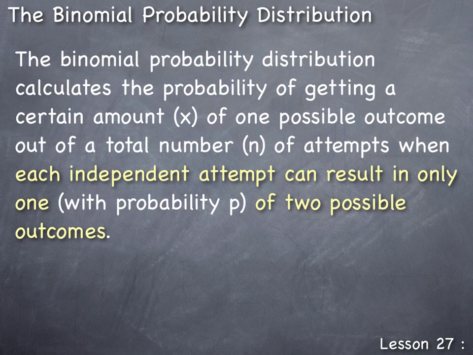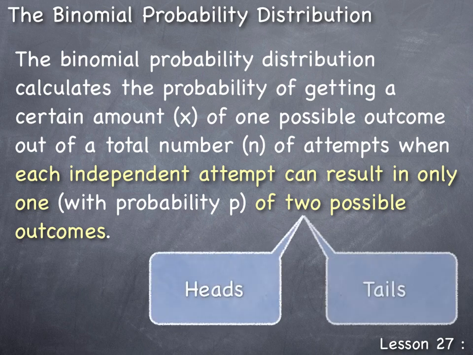For instance, when a coin is tossed, the result can only be one of two things, heads or tails, two possible outcomes. Hence, if we wanted to answer probability questions regarding how many times the coin will come up heads or tails, we can use the binomial probability distribution formula.